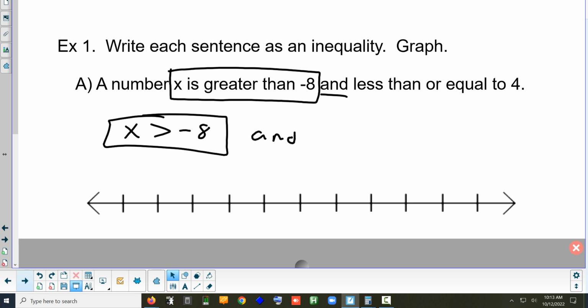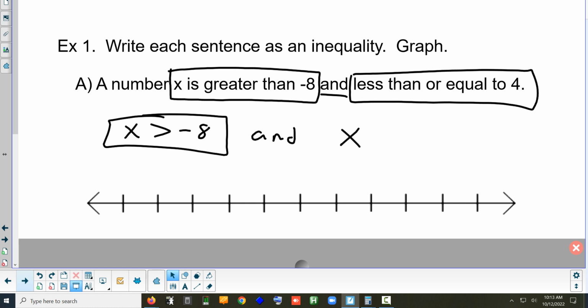And it says less than or equal to 4. Well, when it says less than or equal to 4, what are they talking about? What's less than or equal to 4? Yeah? X. We're still talking about X. It's the same subject in that sentence. Right? X is less than or equal to 4.